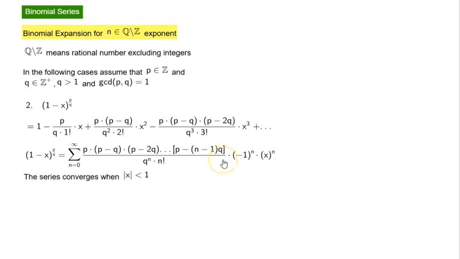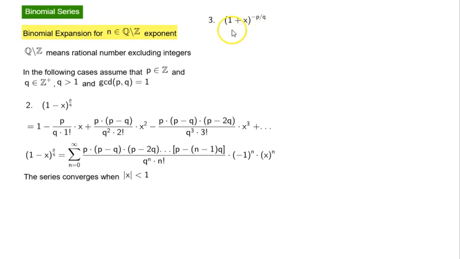Times, now here's the critical thing. Because of this minus, we have alternating signs. So we have minus 1 to the power of n times x to the power of n. And here the series converges when absolute value of x is less than 1. It also converges in the previous case also, 1 plus x to the power of p by q.